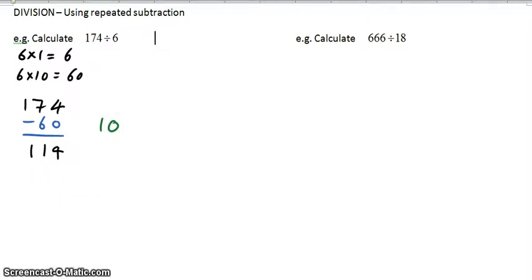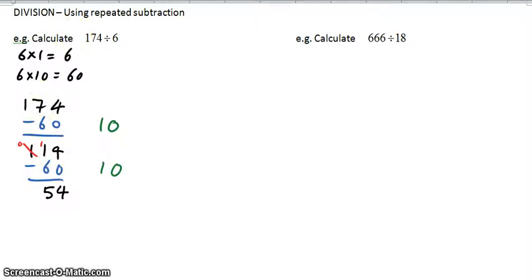Can I do that again? Yes, I can. So let me take 60 off this one. 4 take away 0 is 4. 1 take away 6 we can't do. So we're going to have to use those 10 and put them over here. 11 take away 6 is 5. Alright. So what have I just done? I've just taken off another 10 lots of 6.